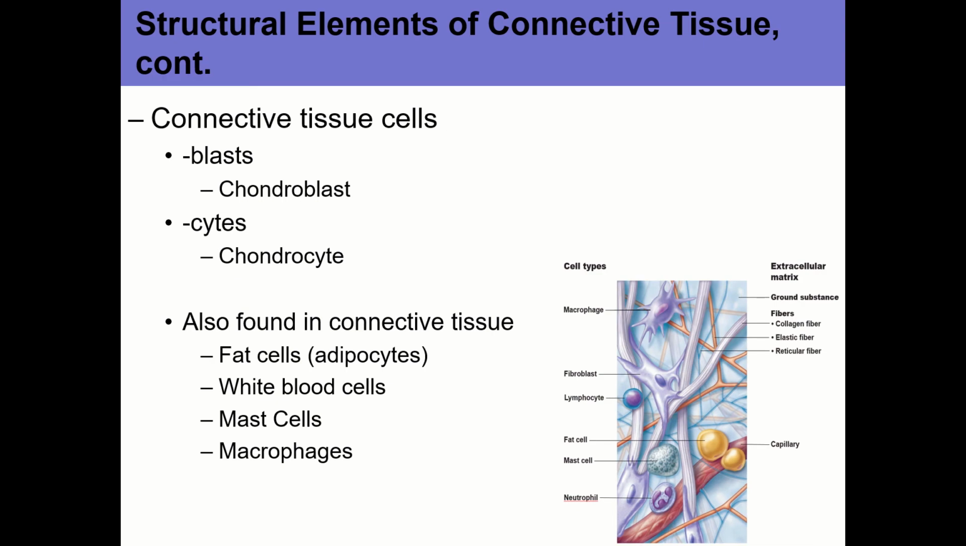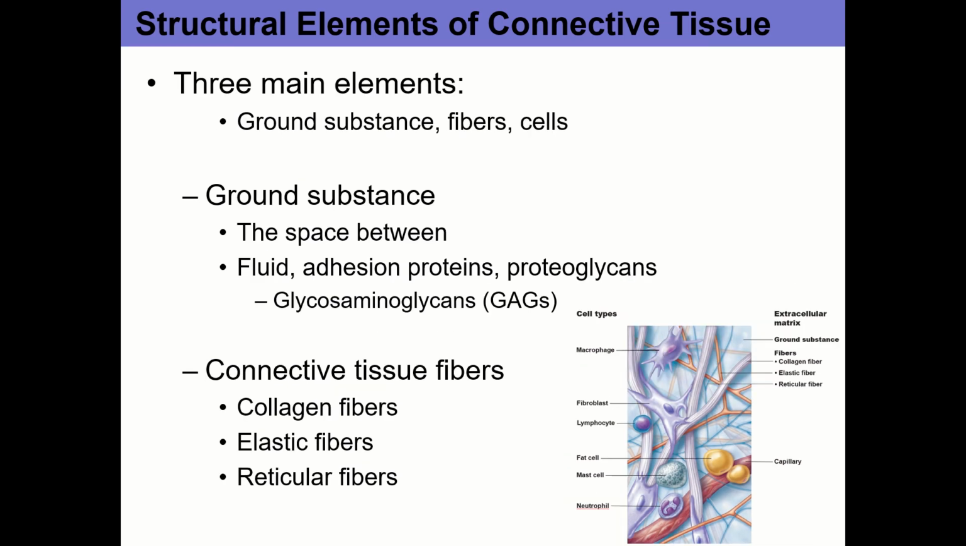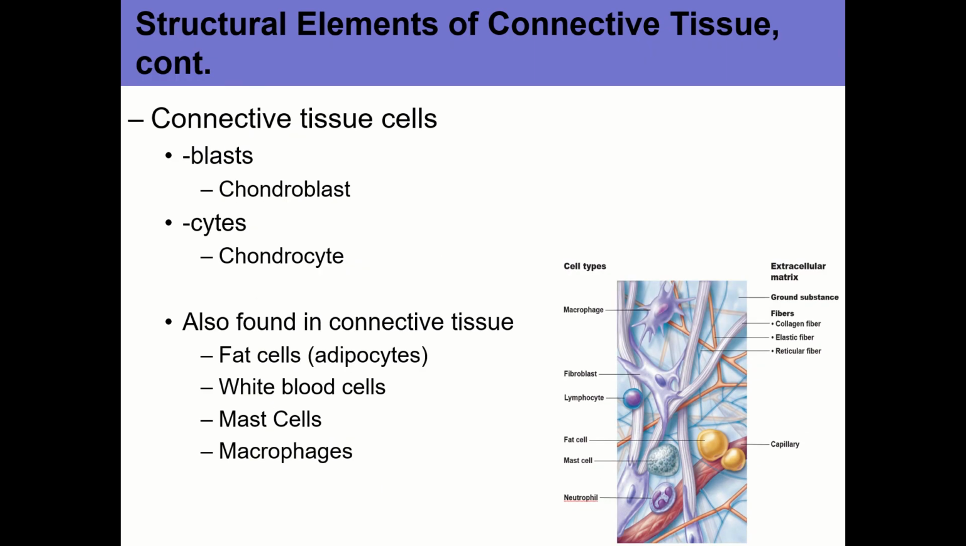All right, so again, the 3 main elements of connective tissue: ground substance and fibers, and then the last one is cells. So now we're talking about cells, just so we know where we are. In terms of connective tissue cells, depending on which type of connective tissue we're talking about, there will be different types of cells, or primary cells that are in there.